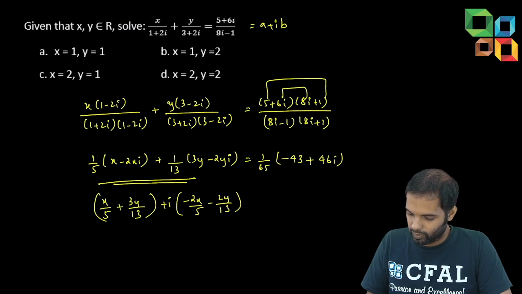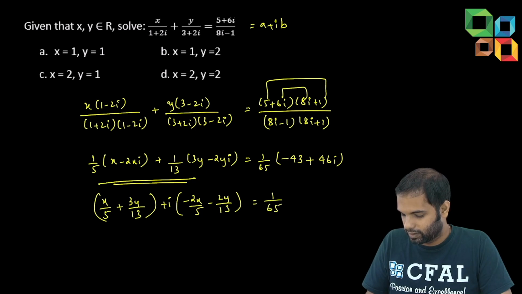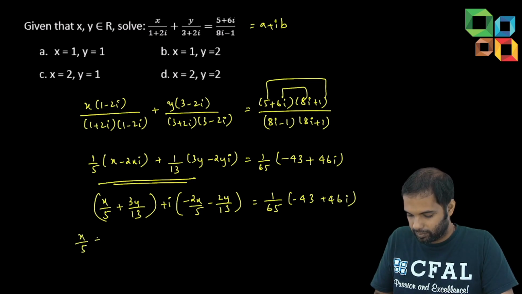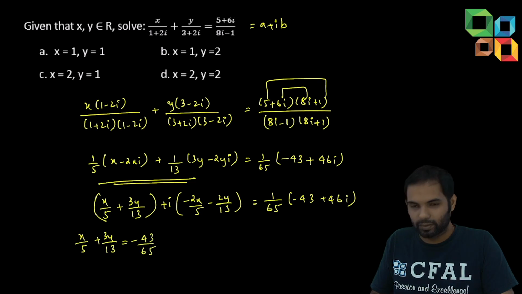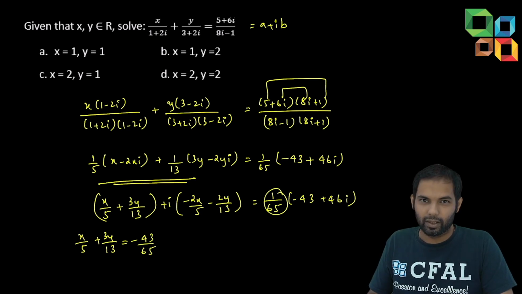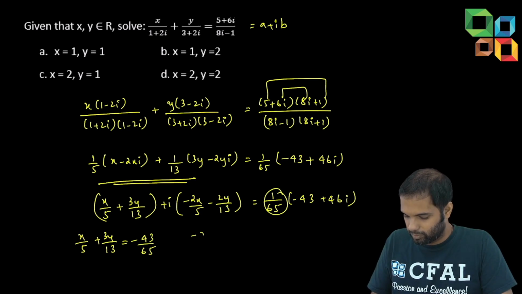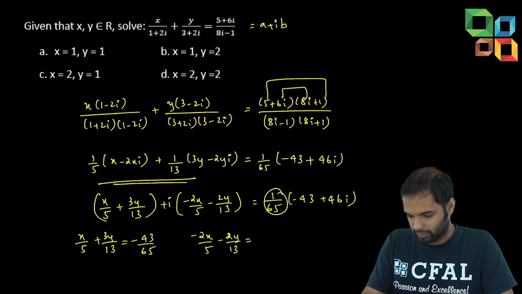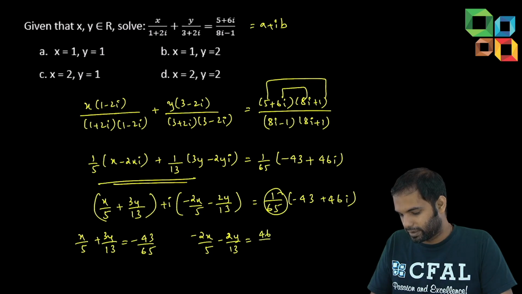Right. So if you want, we can directly equate 1 by 65. This is minus 43. This is plus 46. So what is it? x by 5 plus 3y by 13 is equal to minus 43 by 65. Don't forget the constant part. Okay, others will make a mistake. So minus 2x by 5 minus 2y by 13 is equal to 46 by 65.